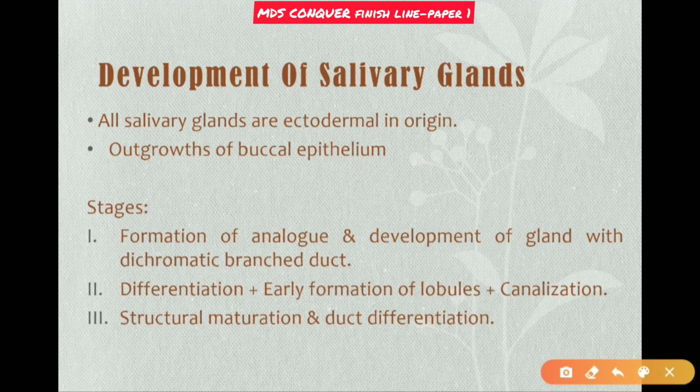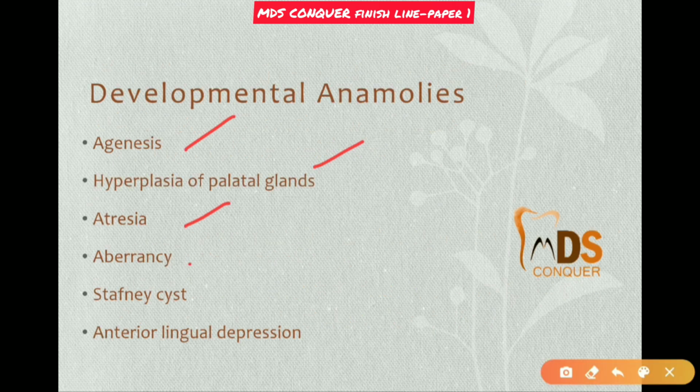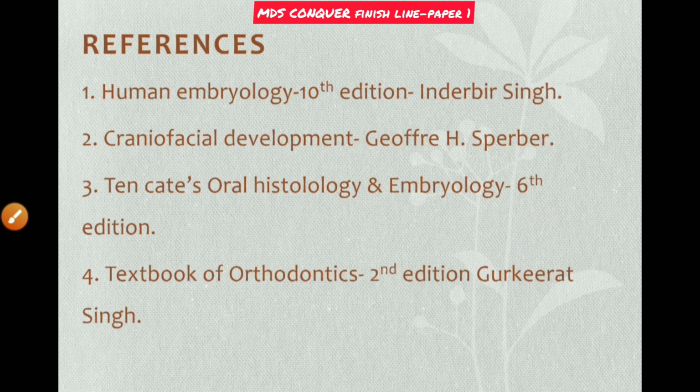Then coming to the development of salivary glands, this includes formation of the anlage and development of the gland with dichotomously branched duct, differentiation and early formation of the lobules and canalization, and structural maturation and duct differentiation. These are the stages in the development of salivary glands. Developmental anomalies include agenesis, hypoplasia, atresia, aberrancy, Stafne cyst, anterior lingual depression. So these are the references for the development of the face.